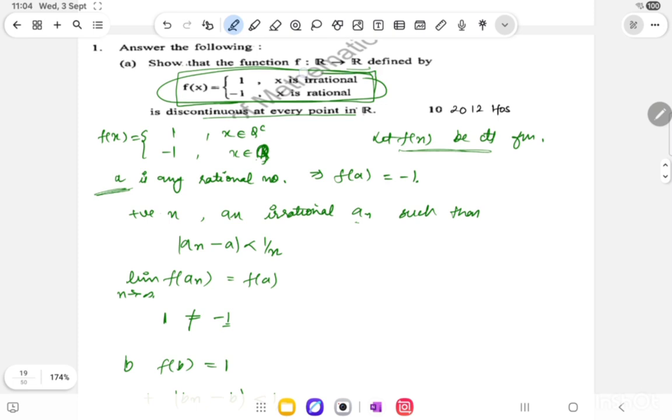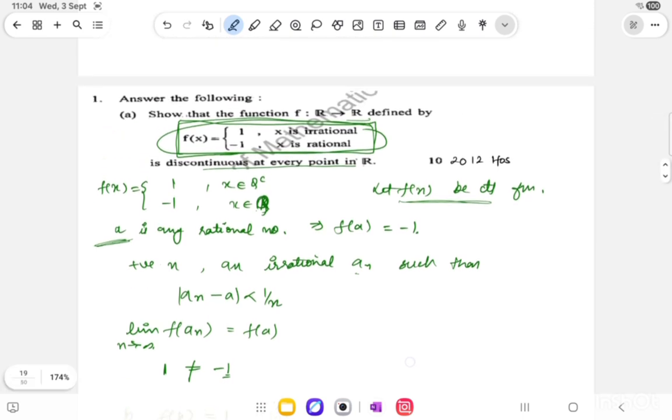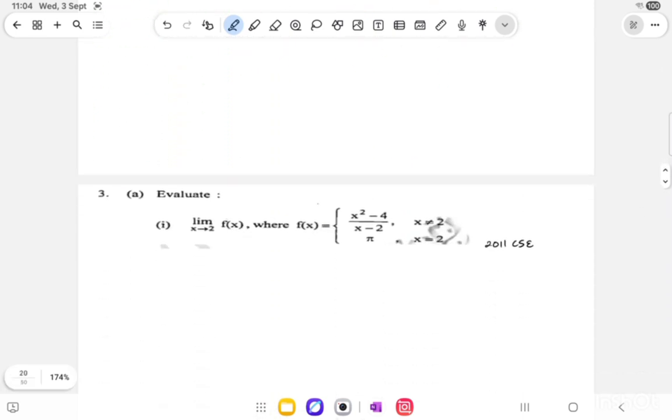So this is a fairly repeated question. You can just move like this, twice or thrice this question has been asked previously. So let's move on to the next question.